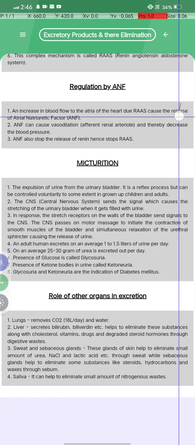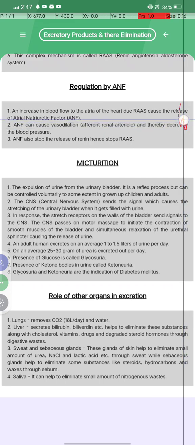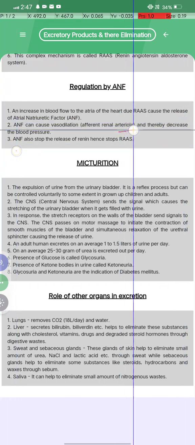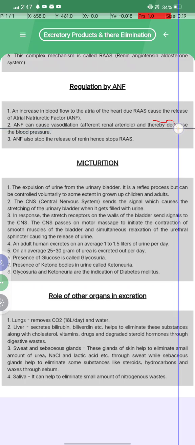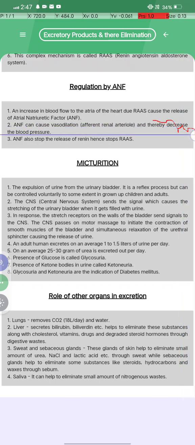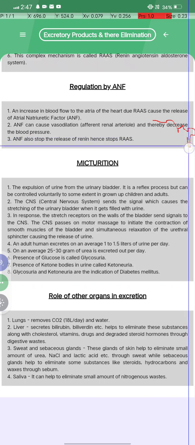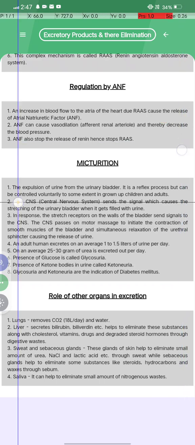Regulation by ANF. An increase in the blood flow to the atria of the heart causes the release of atrial natriuretic factor, ANF. ANF causes vasodilation of the afferent renal arterioles, and thereby a decrease in blood pressure. ANF also stops the release of renin, hence stops RAAS.